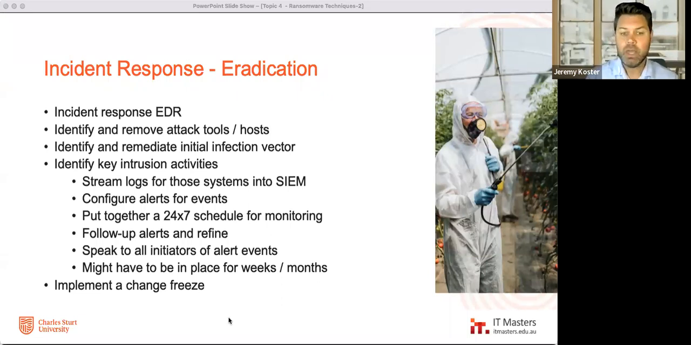And sometimes it's good to implement a change freeze. Someone very helpful said to me recently that when you have lots of change in the environment, it gets very noisy, and sometimes that trips up security alerts. If you're going through an incident, maybe keeping the change level to a minimum gives you that kind of network piece so that you can really understand what's happening.